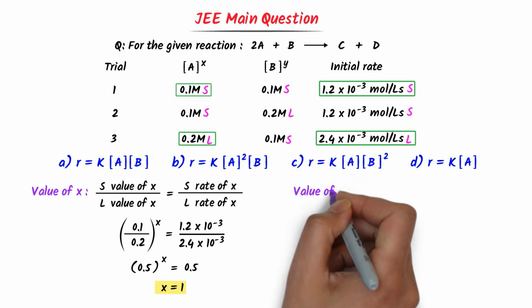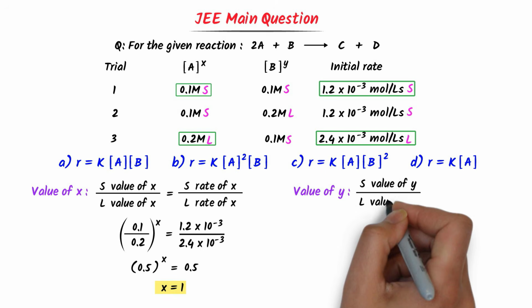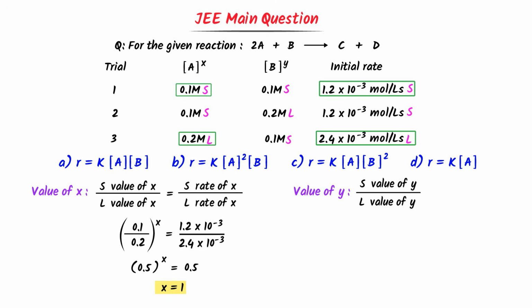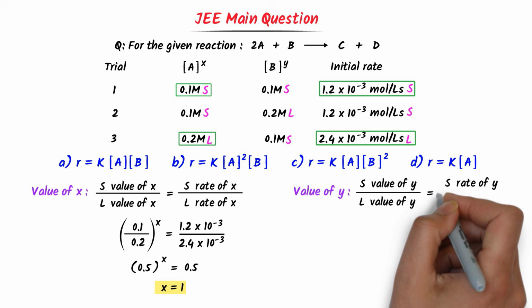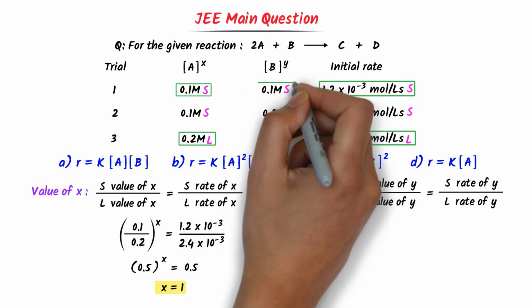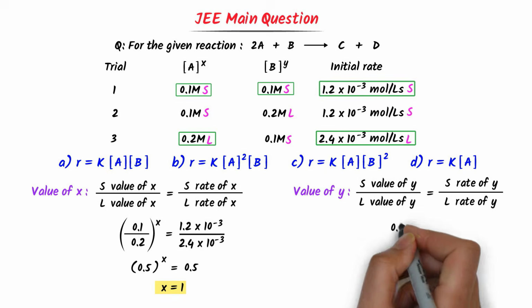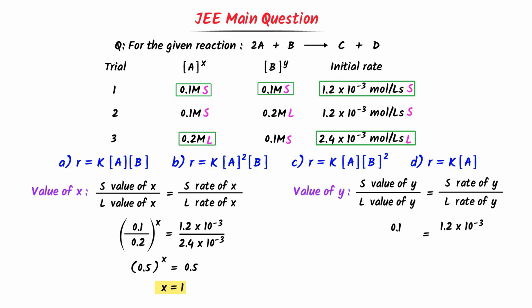Now for the value of y, I use the trick. Smaller value of y upon larger value of y equals smaller rate upon larger rate. The smaller value of y is 0.1 and its respective smaller rate is 1.2. I write 0.1 equals 1.2.